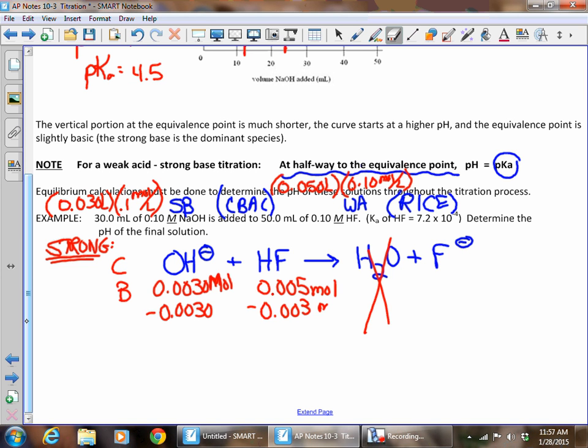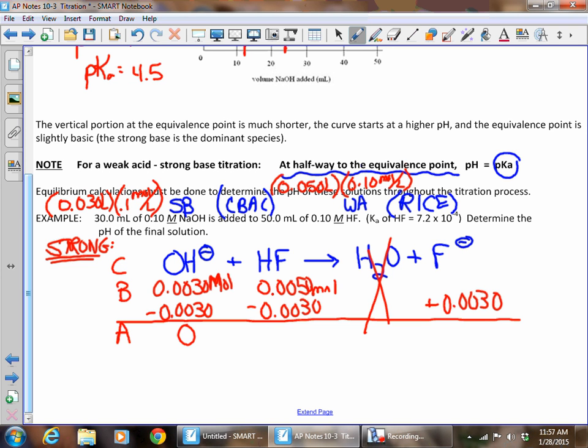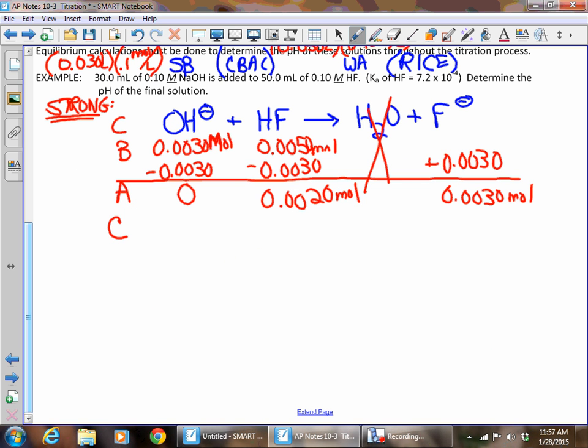So I really need to write the moles again, 0.0030, and this really should have a 0 here as well. And then over on this other side, be careful, this is plus 0.0030. So after, I'm going to get 0 for my hydroxide, 0.0020 moles of my HF, and 0.003 moles of F minus. Remember, we always change back to molarity for our final step.